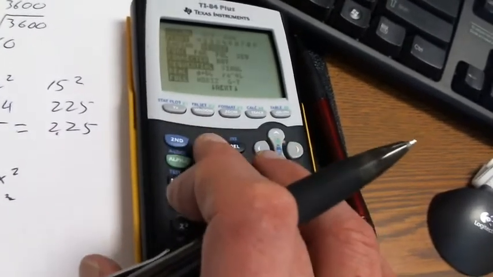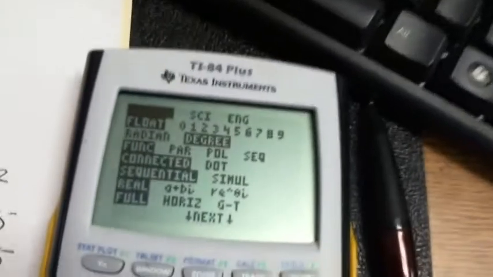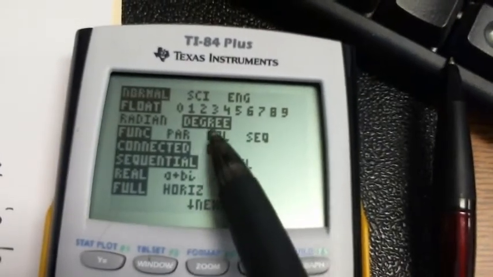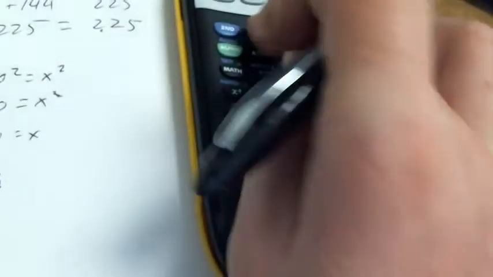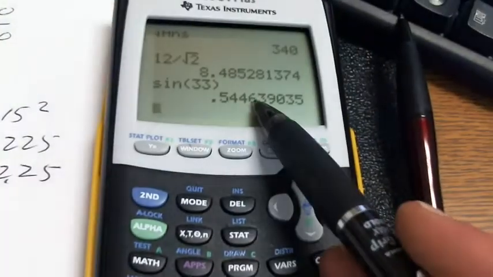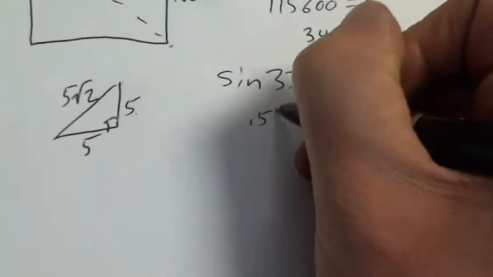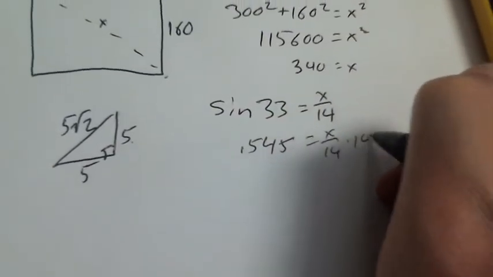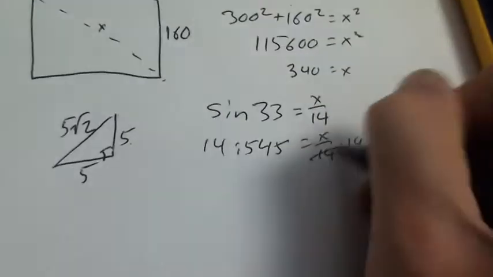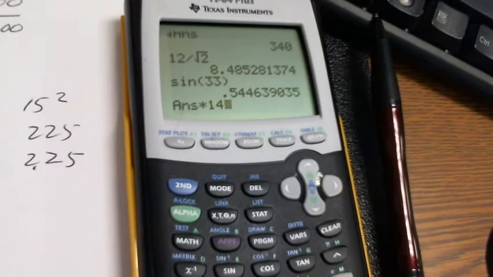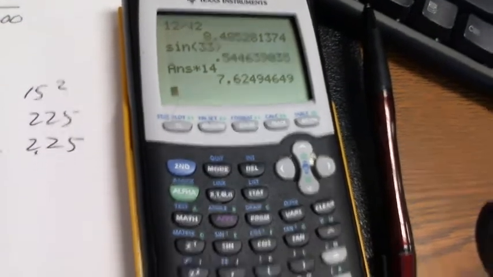0.544. Make sure that we are in degree mode. We are. There's degree mode. That'd be 0.544. We'll round it up because of the 6. 0.545. So 14 multiplied by the denominator. 7.6.